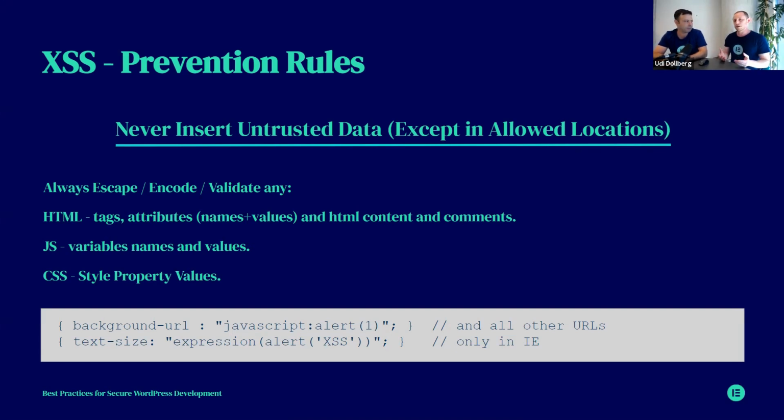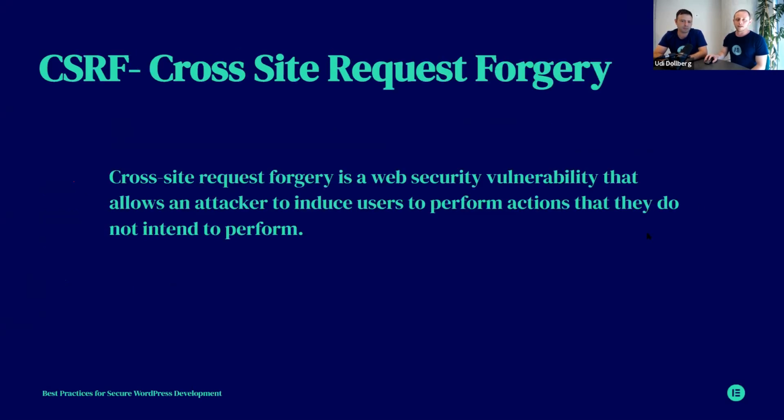WordPress also has dedicated functions for all of these. WordPress has esc_html and esc_attr, which is good for both HTML names and attribute values, and esc_url for sanitizing URLs. These things are all very good. They do the job for you, and they're built into WordPress, so use them everywhere. So that's about that. Let's move on to cross-site request forgery.